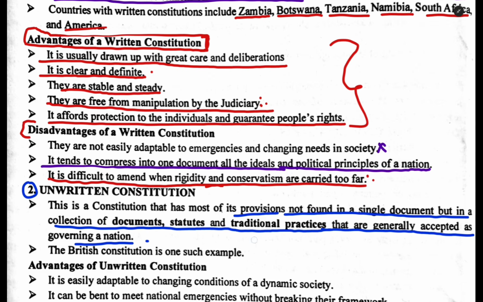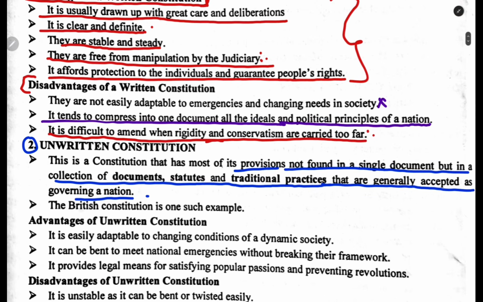Okay? So now, examples of countries with unwritten kind of a constitution. What are some of the countries that you think have an unwritten kind of constitution? So as you go through, be able to find out what are some of the countries. This question is viable, which means it's one of the questions that we might expect in an exam on this particular topic.